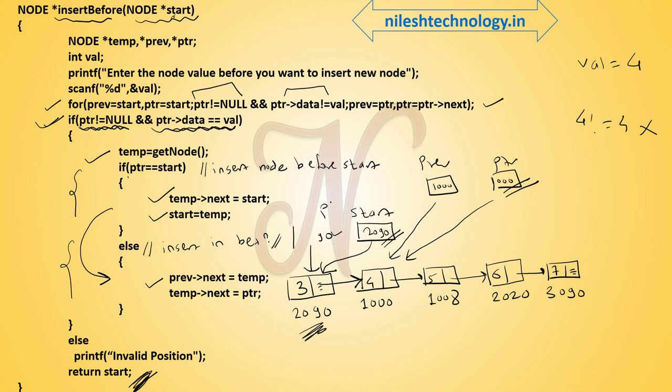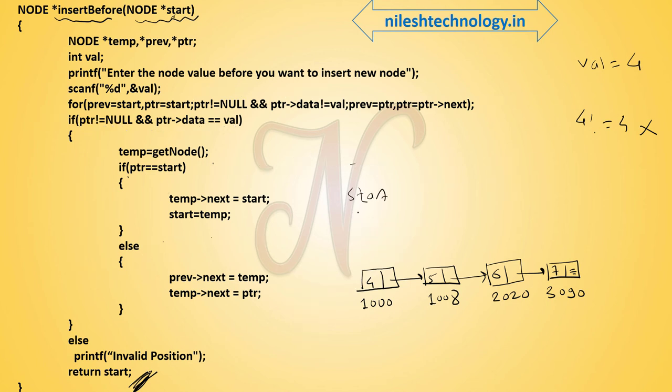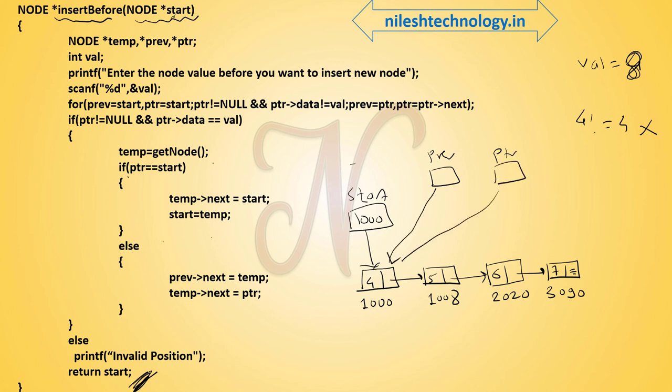So here we remove some diagrams. This is your start. Okay, 1000. So if your value is, for example, 8, okay, check here prev equal to start. So this is your prev, this is your ptr, which is pointing to this start. Now the address is 1000. So check here the condition, ptr is not equal to null and data is not equal to value. So 4 is not equal to 8. True, prev equal to ptr and ptr equal to ptr of next. So ptr is going to next. So they store the address 1008.